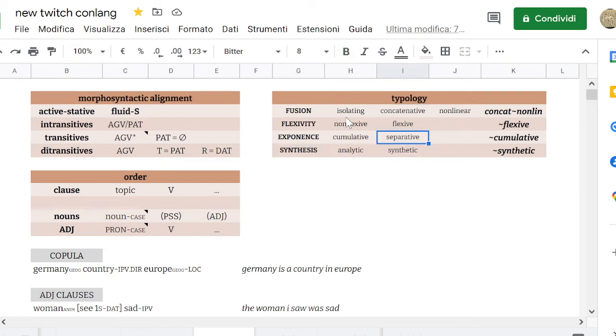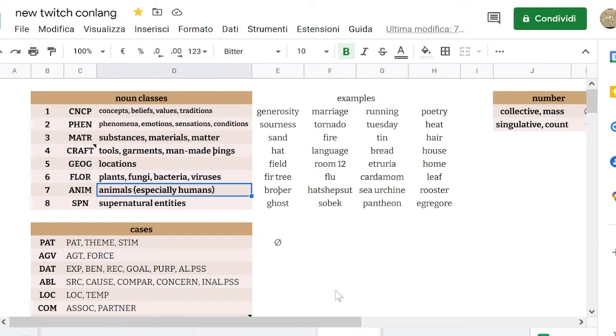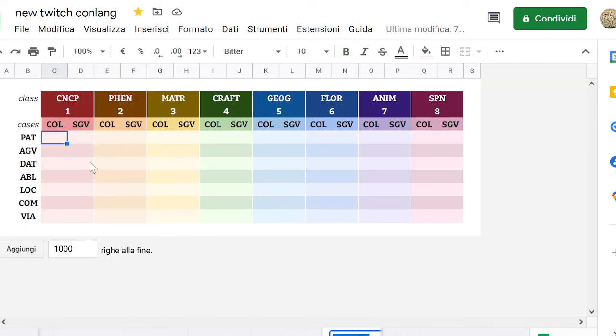But this is the word level, whereas this is like the morpheme level. So if we're applying these general preferences for this language onto nouns, what we're probably going to do is have, for each case, a collective and a singulative version of each case ending, or of each case marker, and it's going to be different.